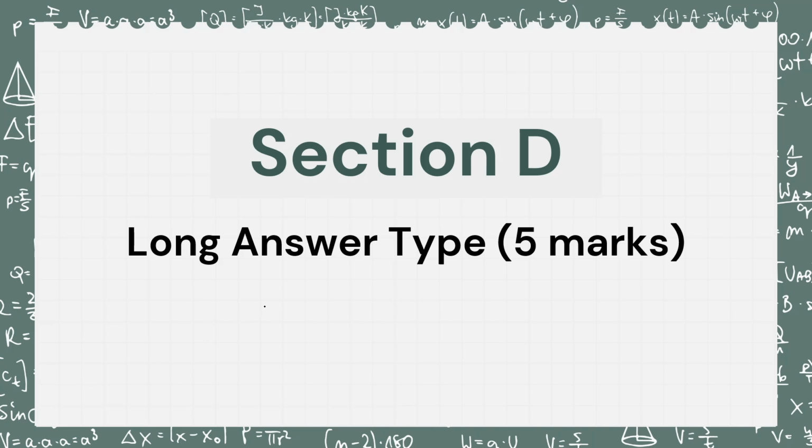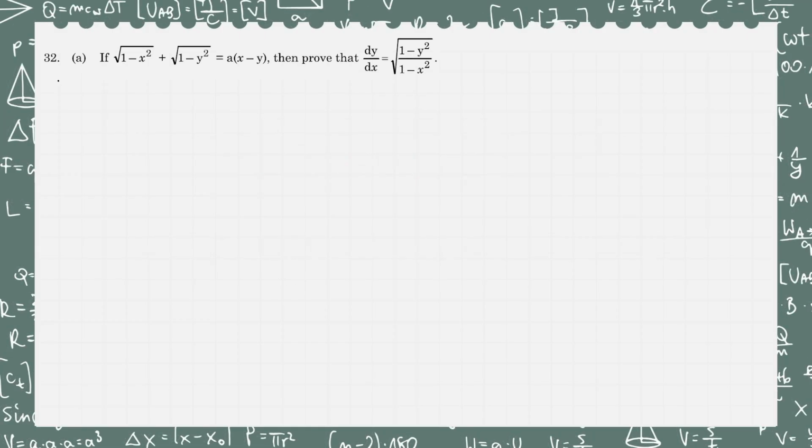Let us solve section D, long answer type, 5 marks each. Sum 32 has two choices. The first one is: if square root of 1 minus x square plus square root of 1 minus y square equal to a times x minus y, then prove that dy by dx equal to square root of 1 minus y square divided by 1 minus x square.